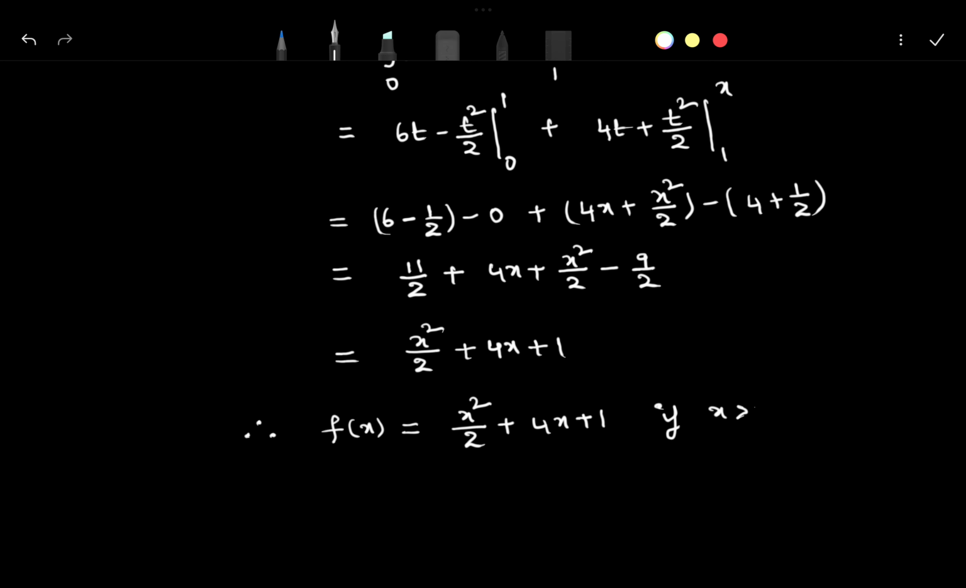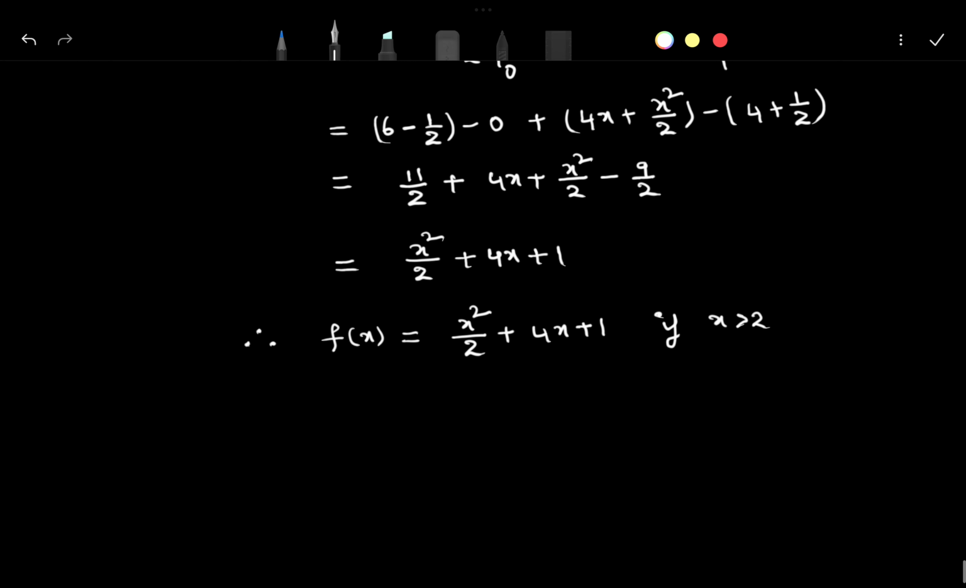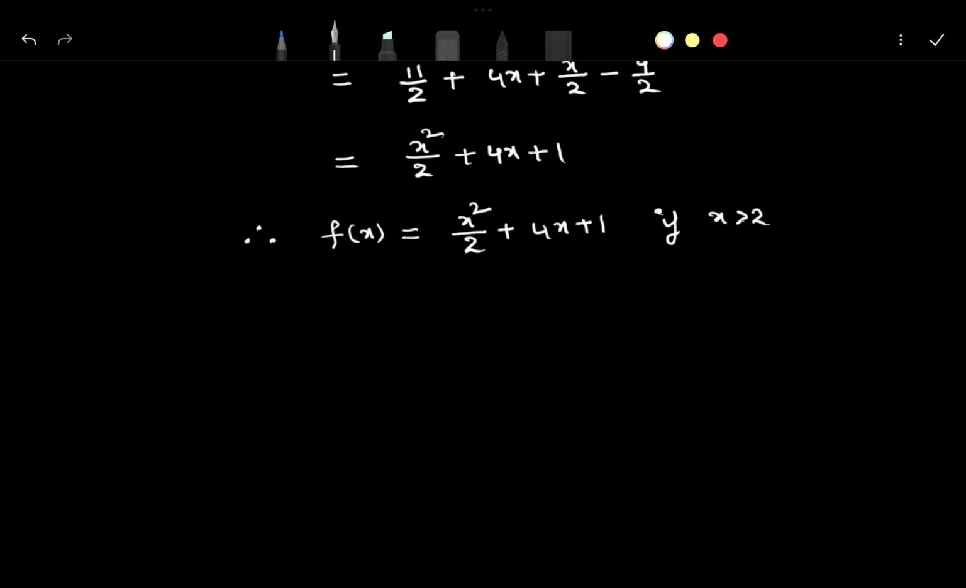So now after this, you find out the cases when x is greater than 2 and when x is less than 2, and you will verify the continuity. So continuity means first you find the left hand limit at x equals 2.